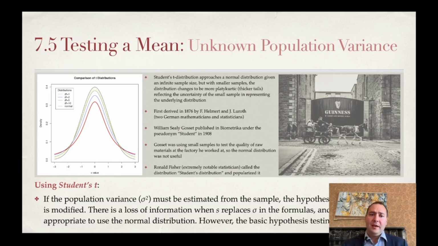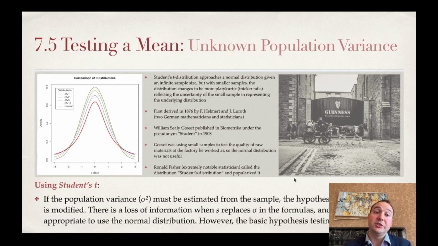So, if the population variance must be estimated from a sample, the hypothesis testing procedure is modified. There's a loss of information when S replaces sigma. What is S? S is the standard deviation of our sample, and sigma is the standard deviation of our population. And it is no longer appropriate to use the normal distribution. Instead, we use this t-distribution.